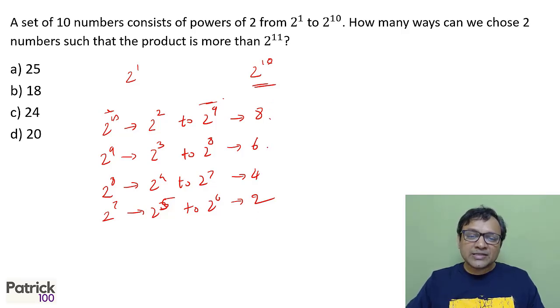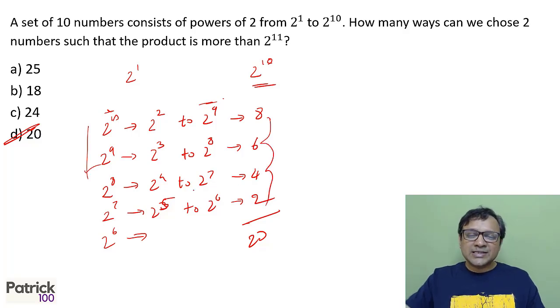If you look at the pattern 8, 6, 4, 2, for 2 raised to 6 it will be no ways, none of the numbers. So total is 20, so the answer is D option. You can make out a pattern after some numbers. It always reduces by 2, 2, 2. Here, since the numbers are very small, you can directly get the answer as 20.